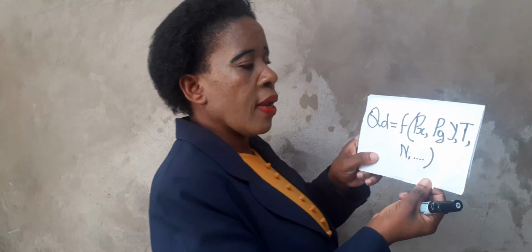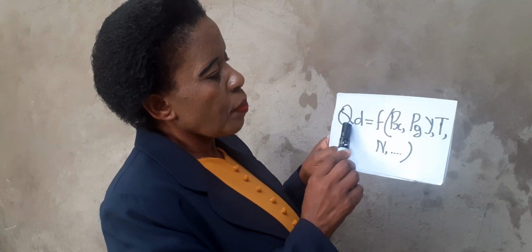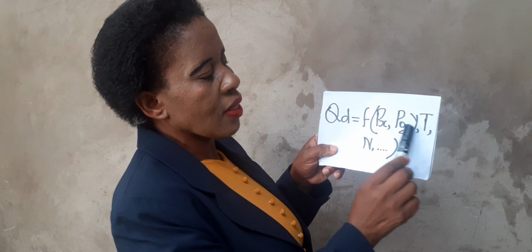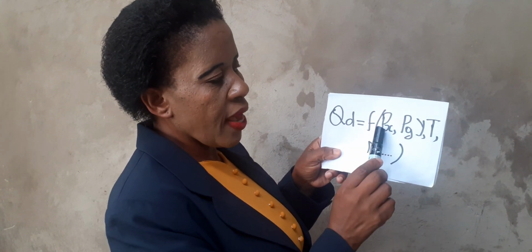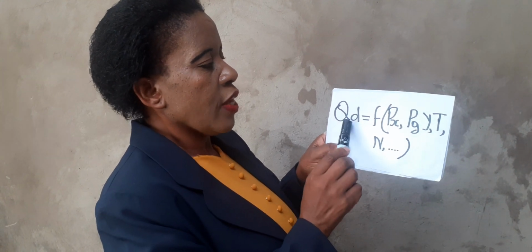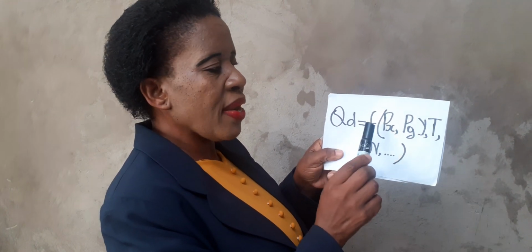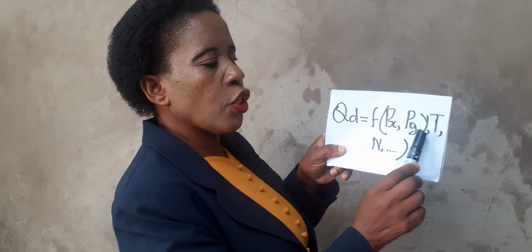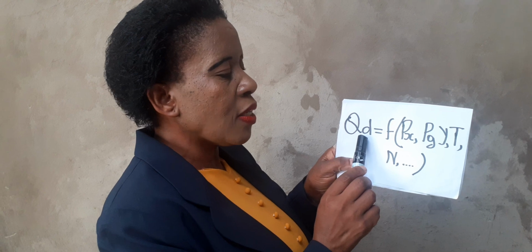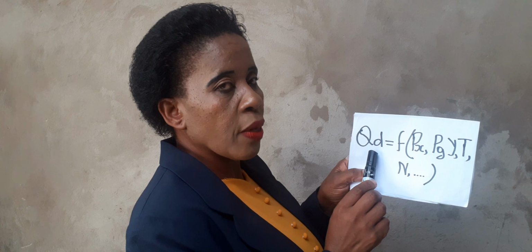Now, if you look at this function, there's a quantity demanded, which is QD, which depends on all these 5 factors: Px, Pg, Y, T, and N. Meaning, therefore, that quantity demanded, or your QD, is a dependent variable, as it depends on all the 5 factors. So quantity demanded depends on all these 5 factors, hence a dependent variable.